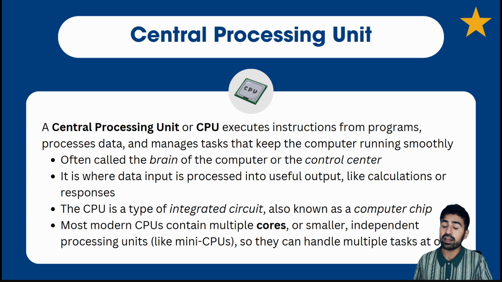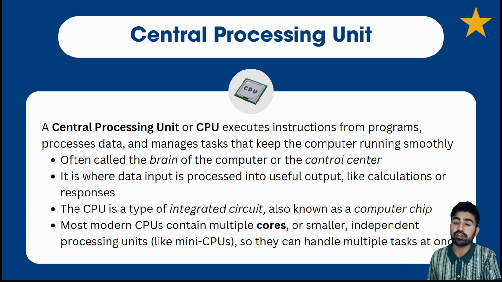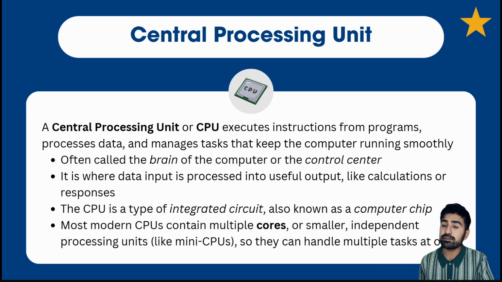These CPUs have actually smaller processors inside them. We call those cores. They're like mini CPUs. So that's why computers can do all the cool stuff that they can do. Now, of course, back then, CPUs were a lot less powerful. That's why they were limited, right, in what they could do.